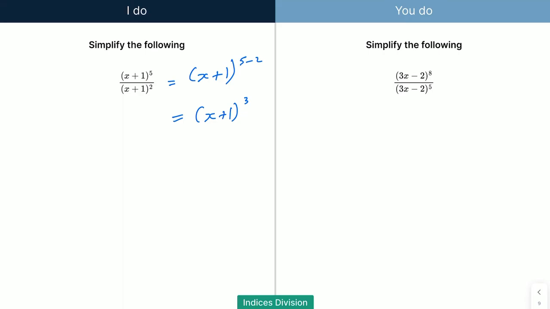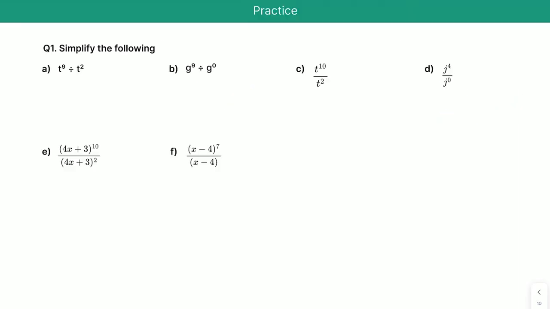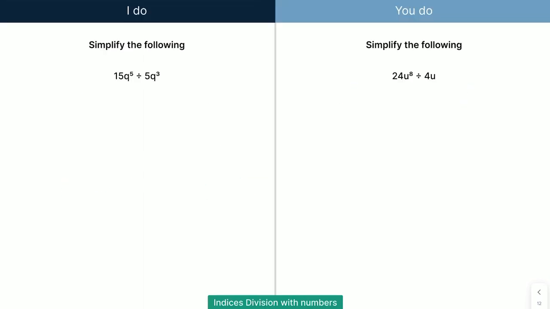Okay, you don't need to worry about the bits in the bracket as long as they're both the exact same. Just treat it as the previous example. So again, the exact same thing here. So that's just 3x minus 2. Subtract the powers, so that'll be 8 minus 5. So the final answer is 3x minus 2 with the brackets and then all cubed. So here's some practice questions. Press pause and have a go. Here are the answers.